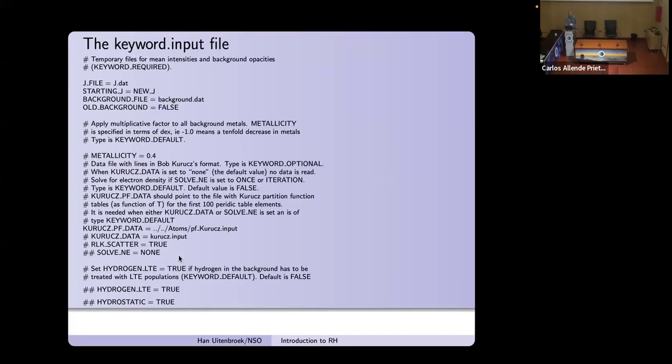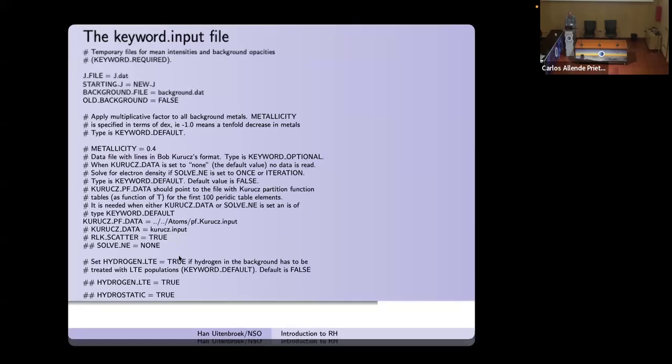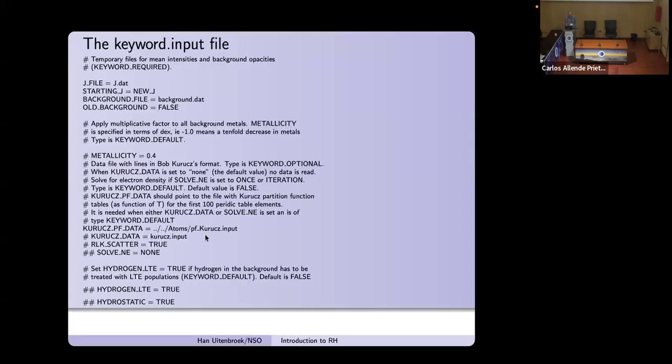You can choose to set hydrogen population numbers in LTE in the background. Then they are just calculated from the temperature, given the hydrogen number densities. You can do solutions for hydrostatic equilibrium if you wish to.